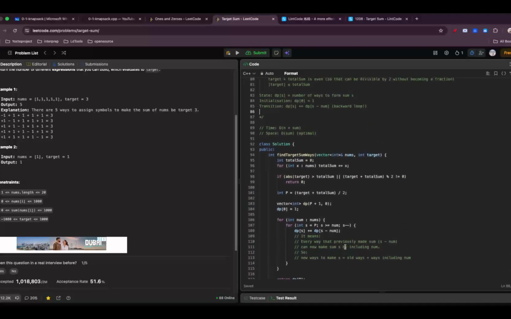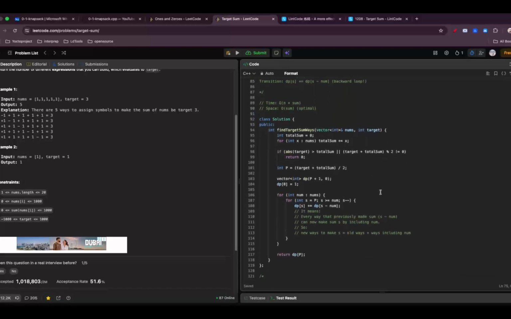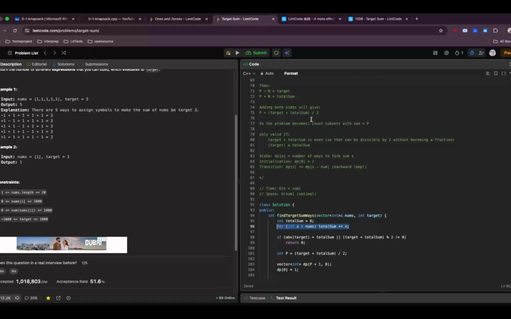So now, because we are concerned with this part only, accordingly we need to do the following. First we need to find the total sum. We can find the total sum by looping around all the numbers which are there. The other thing we need is the target, which we are already getting.